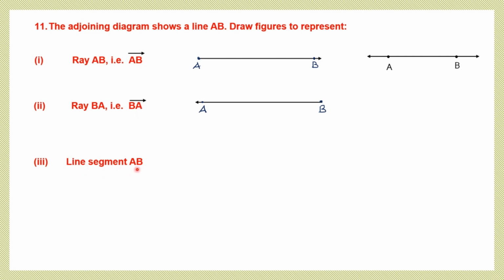Now we have to draw a line segment. A line segment has two endpoints, isn't it? It's just that portion that you can see, A and B. That is the line segment. It has a starting point and an ending point. So we have drawn the line segment AB.